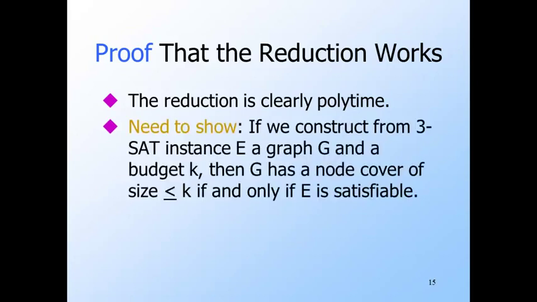We also need to show the reduction is correct, of course. That is, if we construct graph G and budget k from the 3-SAT expression E, then G has a node cover of size k or less if and only if E is satisfiable.